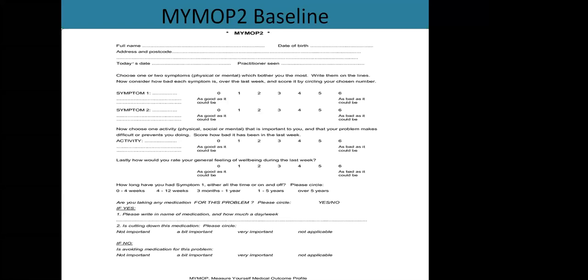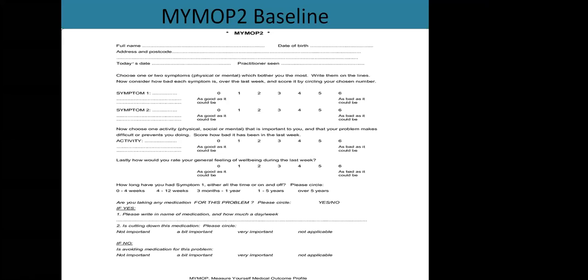Apart from these symptoms, the MYMOP2 also identifies the patient's experience of the effect of his or her problem on a chosen activity. This activity can be physical, social, or mental activity. It also captures the feeling of general well-being, again rated on a 7-point numerical rating scale. I would like to state here that symptom 1 and symptom 2 must be interrelated. Some other information is also captured, like the duration of the symptoms, whether any other medication is being taken, and how important it is for the patient to cut down the medication.